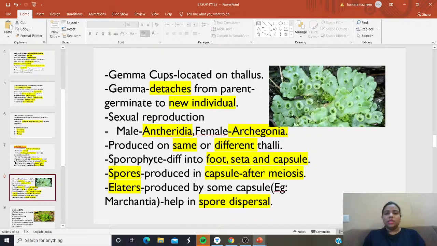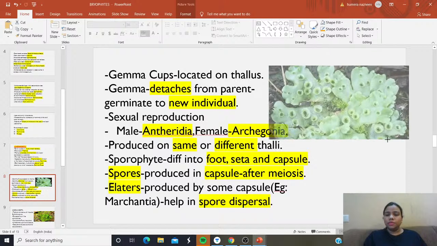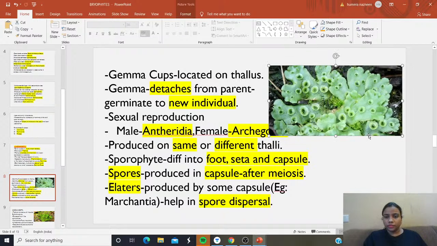The gemma cups are located on the thallus, and the gemmae detach from the parent and germinate into a new individual. And how is the sexual reproduction? The male is antheridia, the female is archegonia, and they are produced on the same or different thalli. The sporophyte is differentiated into foot, seta and capsule, and the spores are produced inside the capsule after meiosis. In a few bryophytes like Marchantia, elaters are produced inside the capsule and these help in spore dispersal. If you see the figure, this is how these liverworts appear. The plant body structure is a thallus.